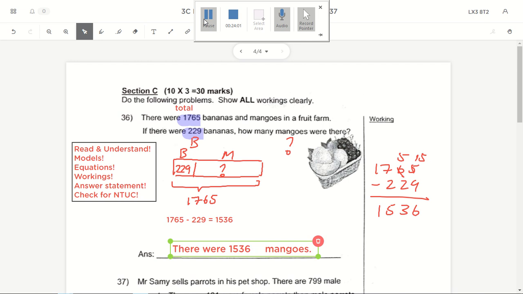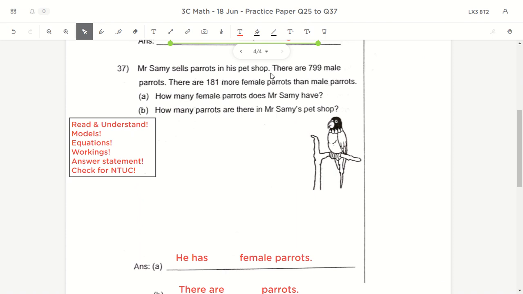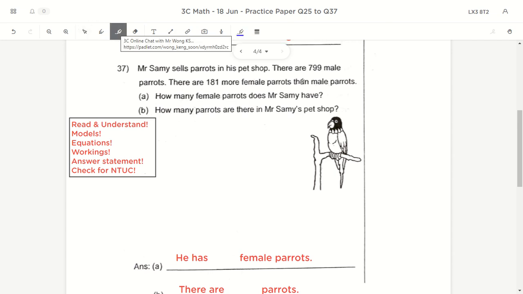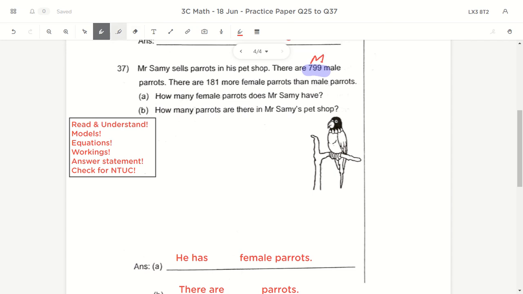So let's go on to question 37. Mr. Sami sells parrots, not important. There are 799 male parrots. Let's highlight first. So 799 represents the male, so I write an M. There are 181 more female than male. So female is more. If female is more, male must be less. This is something that we have done many times over. I know I have to draw a comparison model because it's comparing. Female is longer, male is shorter.